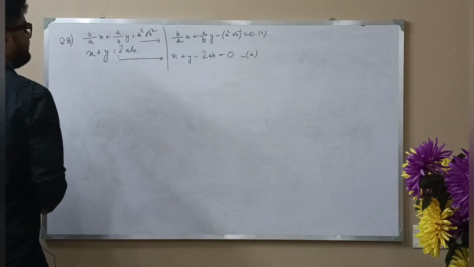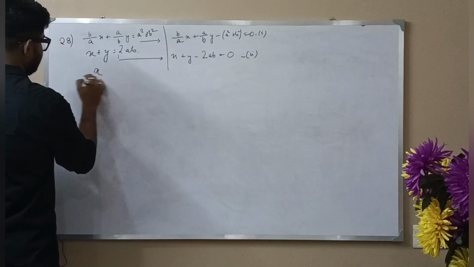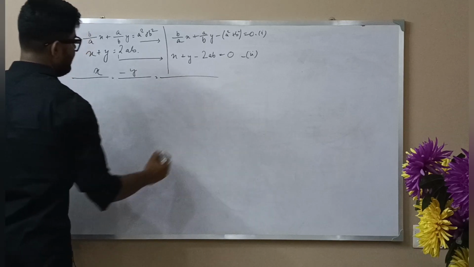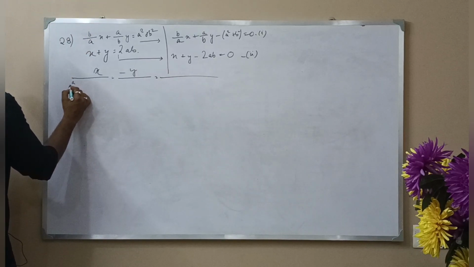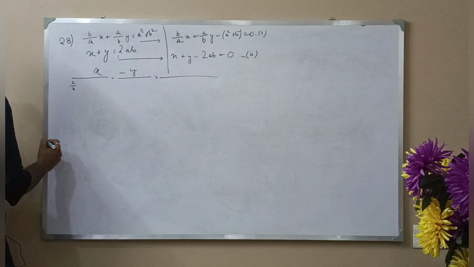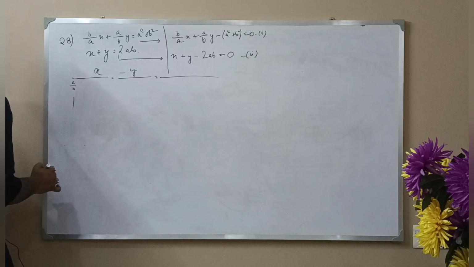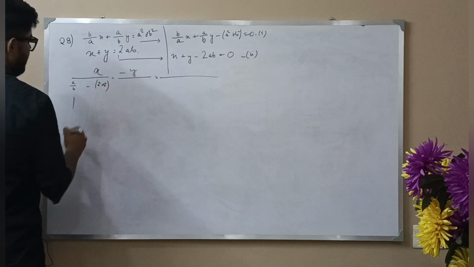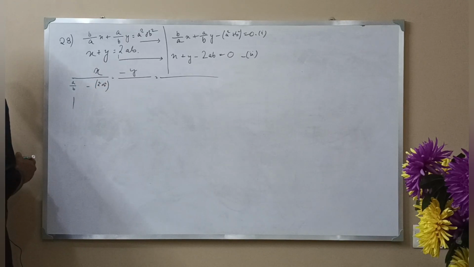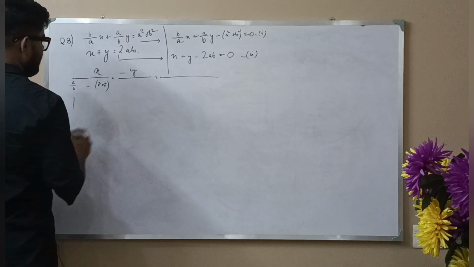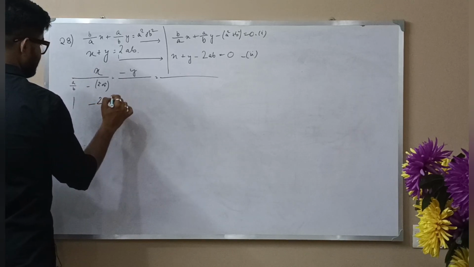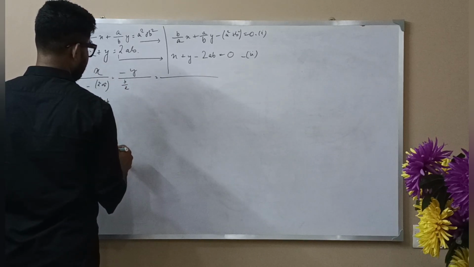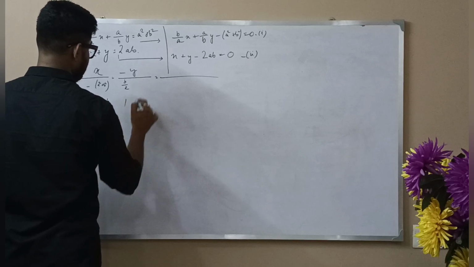Okay, so x, minus y, 1. b1 is a by b, b2 is 1. c1 is minus of a square plus b square, c2 is minus 2ab, b by a is a1, 1 is a2.